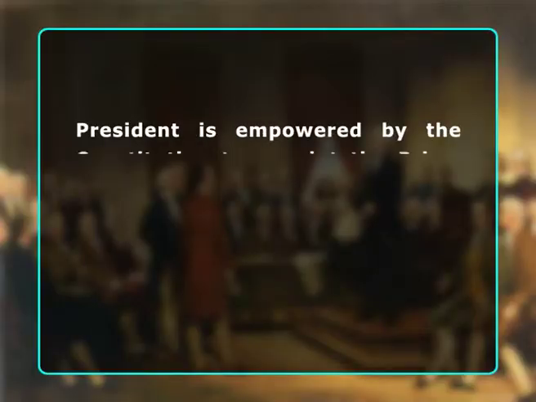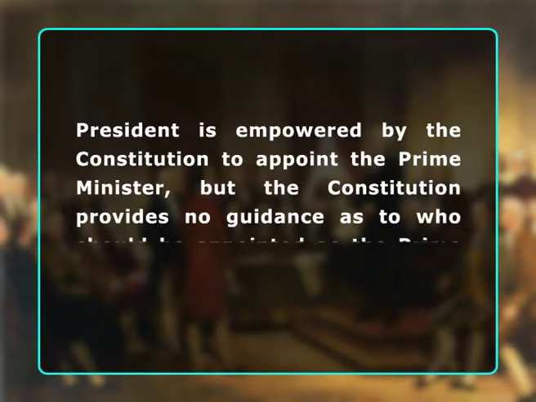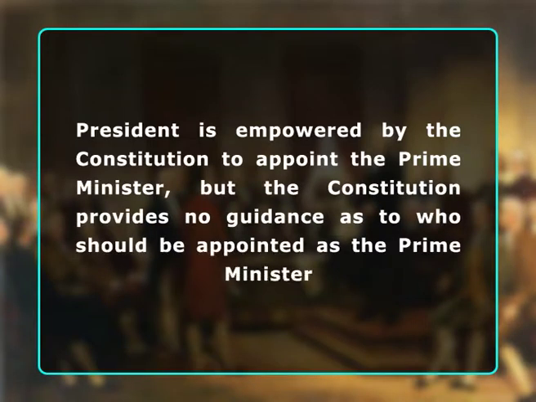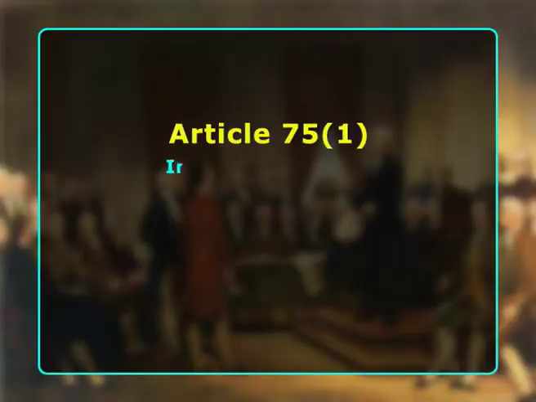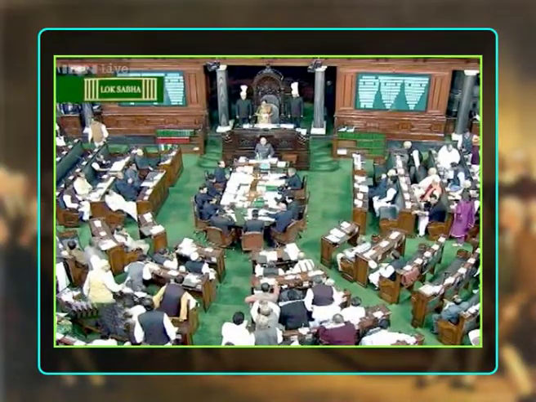For instance, the President is empowered by the Constitution to appoint the Prime Minister, but the Constitution provides no guidance as to who should be appointed as the Prime Minister. Here, conventions regarding the appointment of the Prime Minister play an important role in guiding the President. Article 75, Clause 1 of the Indian Constitution gives the President the right to appoint the Prime Minister. In normal circumstances, it is the leader of the majority party in the House of the People, that is, the Lok Sabha.